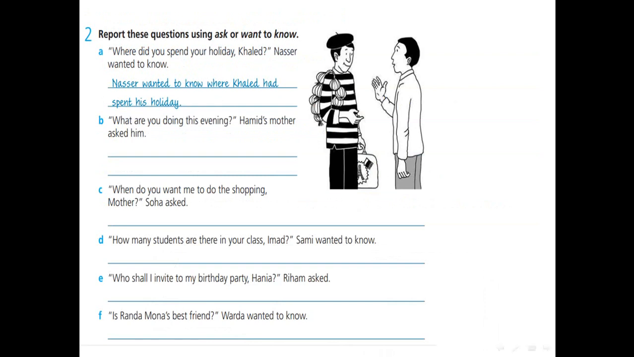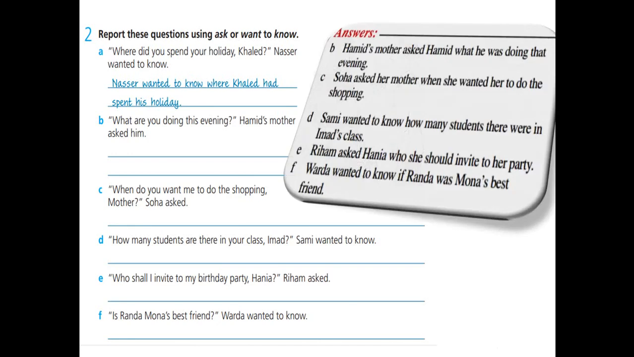Report these questions using ask or want to know. Where did you spend your holiday, Khalid? Nasser wanted to know. So it becomes, Nasser wanted to know where Khalid had spent his holiday. Number B. What are you doing this evening? Hamid's mother asked him. So I can say, Hamid's mother asked Hamid what he was doing that evening.